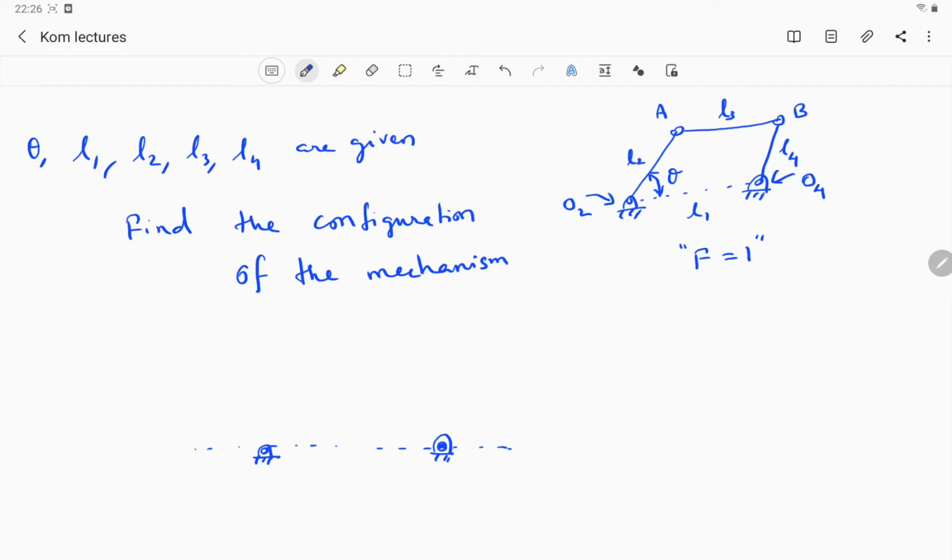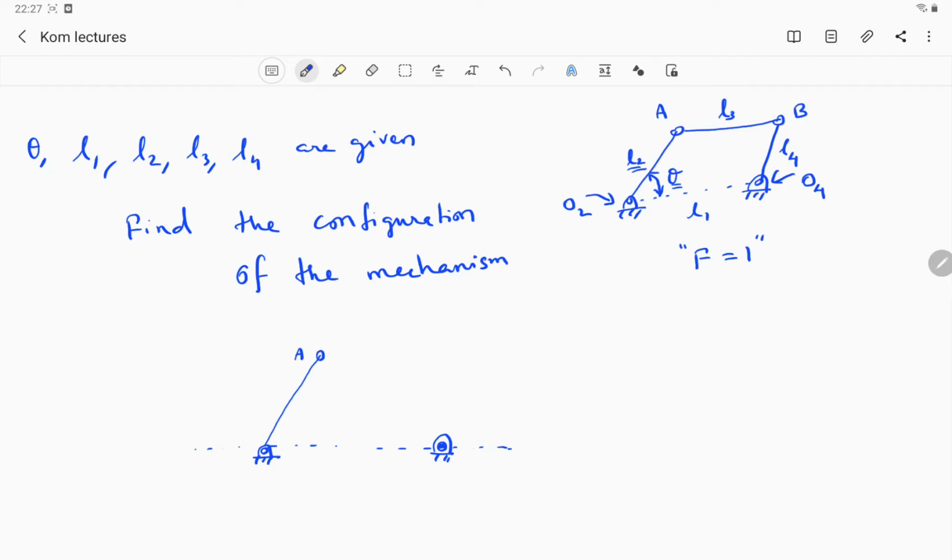First, let's see how to identify the point A. Now we know this theta value because that's given, and the L2 value is also given, right? So let's take an angle theta and draw a line segment with the length L2. So that will be somewhere here. So that's our point A.